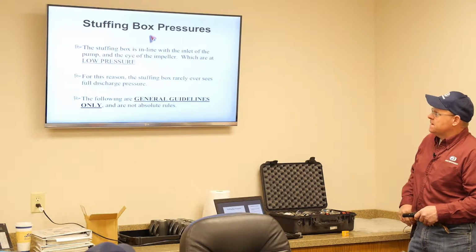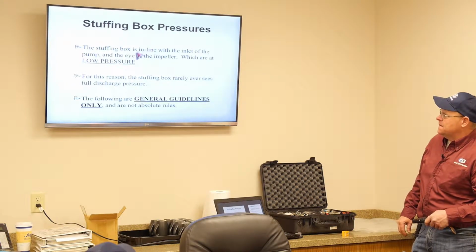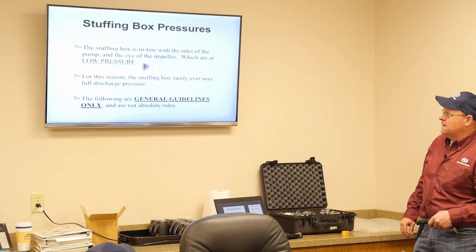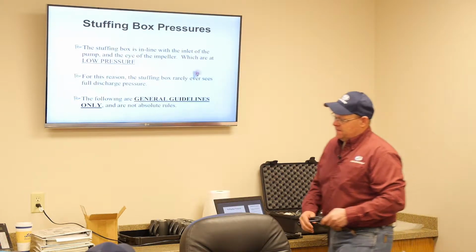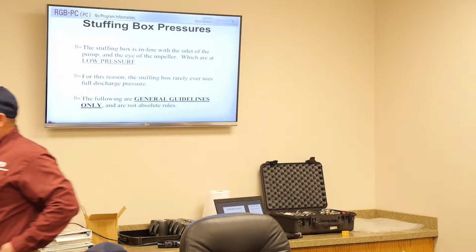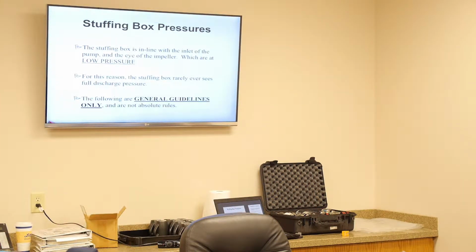The stuffing box pressure is in line with the inlet of the pump and the eye of the impeller, which are at low pressure. In other words, we talked about this being the stuffing box. This area here, back plate, whatever you want to call it, is going to be at low pressure. This area right here is what we're referring to as the stuffing box pressure. If you were to put a gauge in that port, this pressure is going to be somewhere between 25 and 30% of your final discharge pressure.